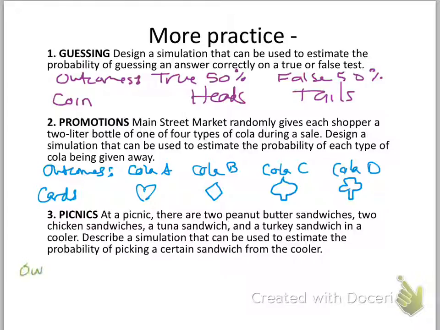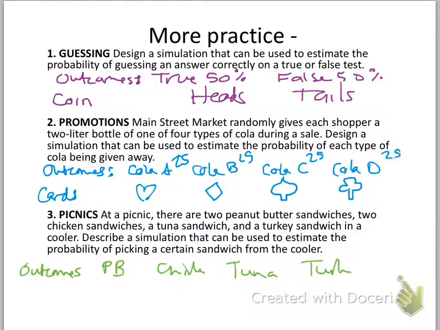So we've got our outcomes. We've got peanut butter. We've got chicken. We've got tuna. And we've got turkey. Okay, so let's see here. My probabilities here. Oops, I forgot to write my probabilities in the last problem. That was 25, 25, 25, and 25.